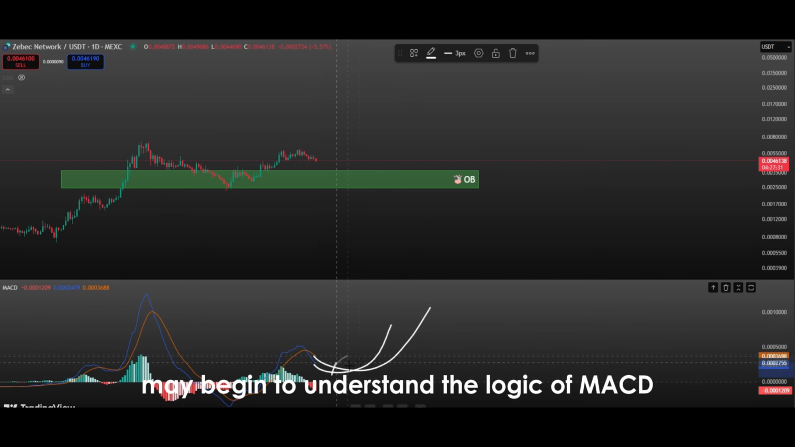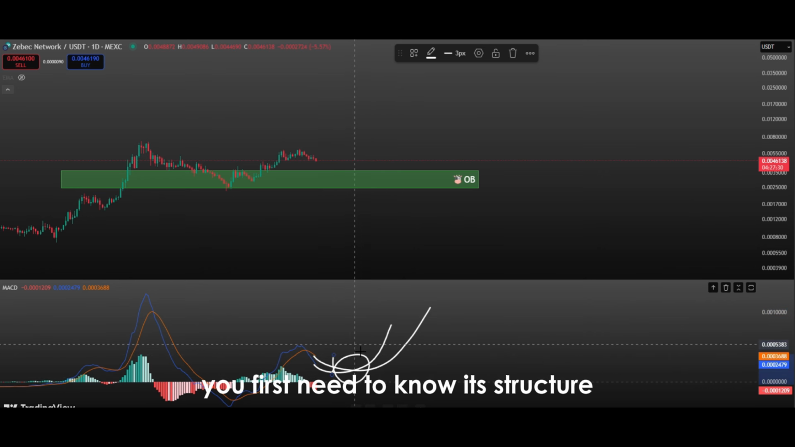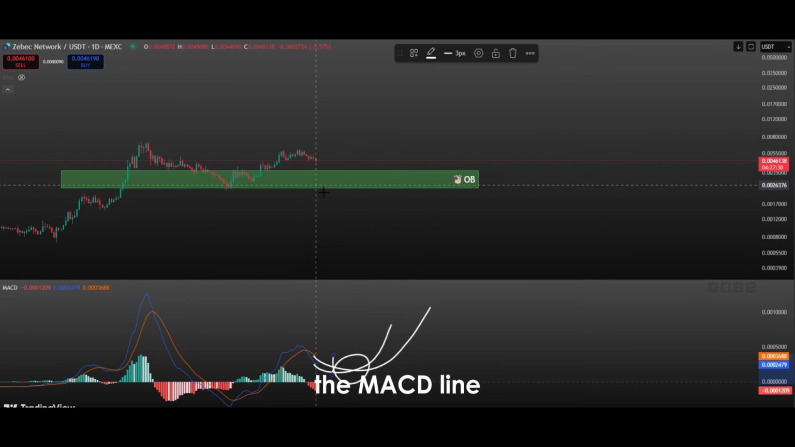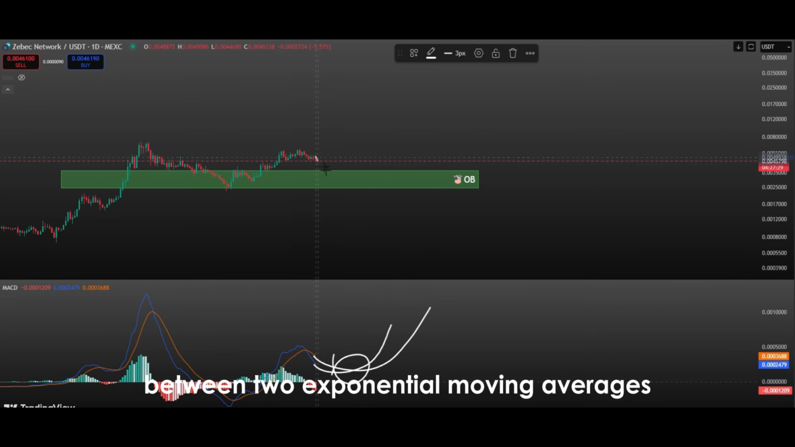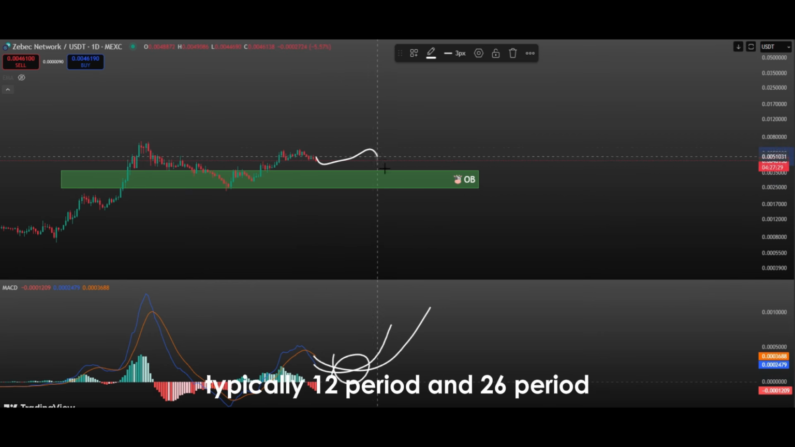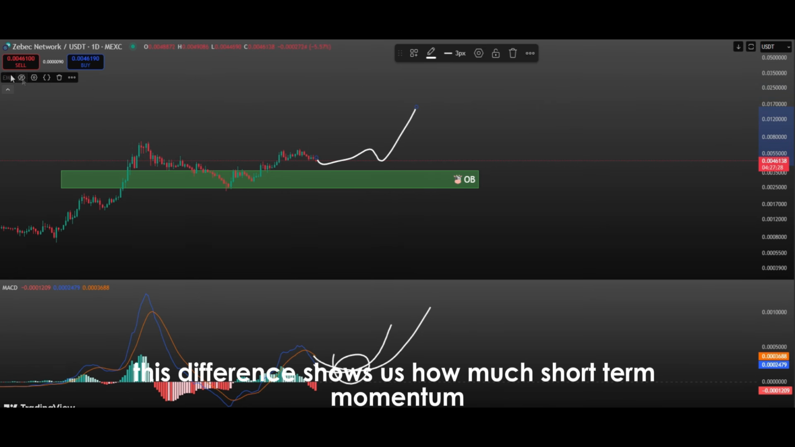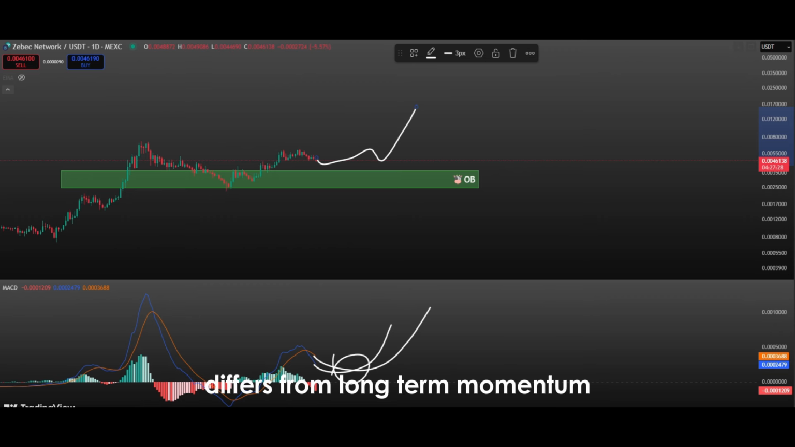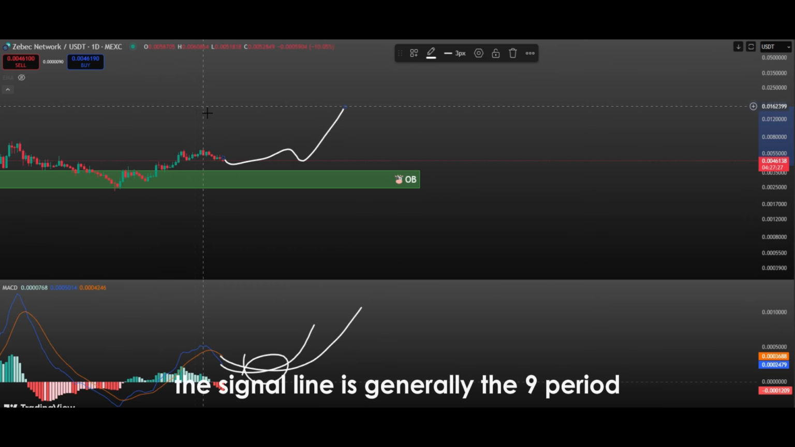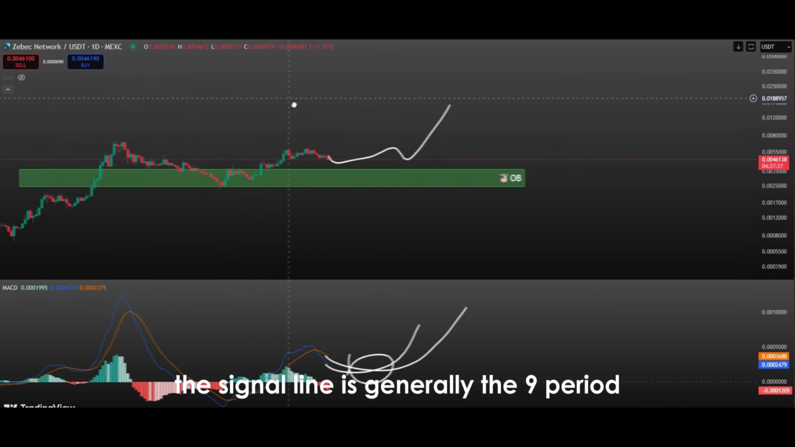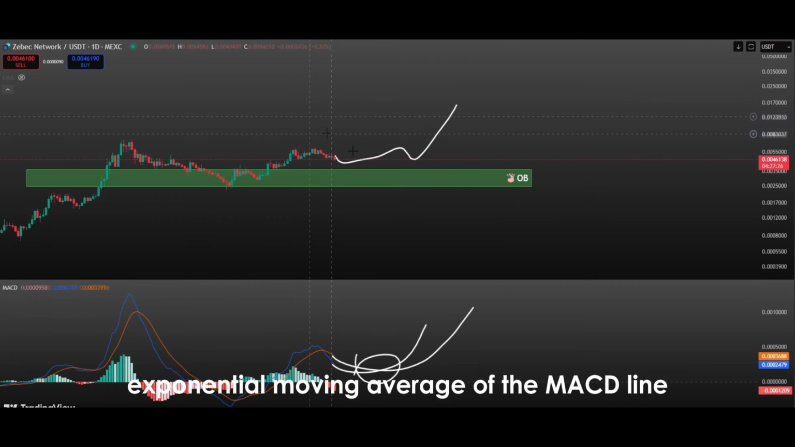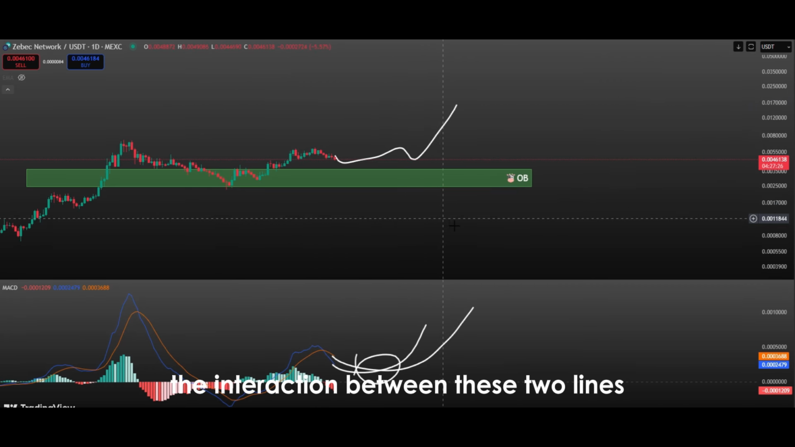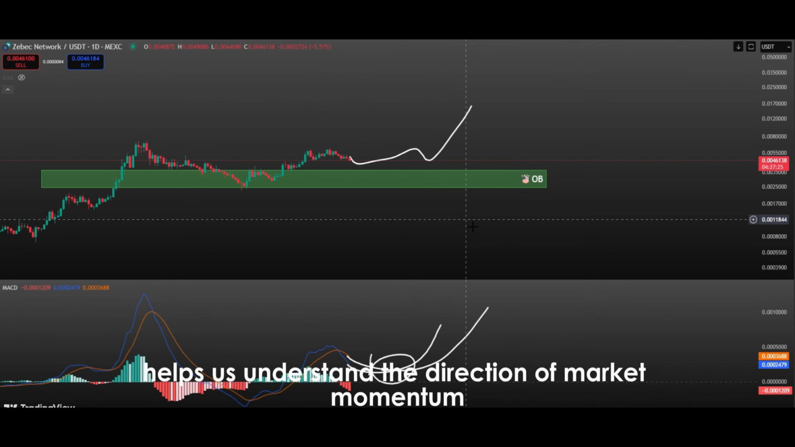After such a signal, a sudden and sharp price increase, commonly referred to as a pump, may begin. To understand the logic of MACD, you first need to know its structure. The MACD line is the difference between two exponential moving averages, typically 12-period and 26-period. This difference shows us how much short-term momentum differs from long-term momentum. The signal line is generally the 9-period exponential moving average of the MACD line. The interaction between these two lines helps us understand the direction of market momentum.